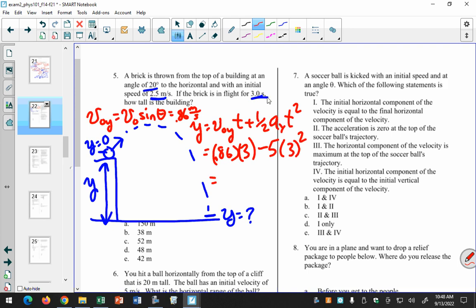And then I get 0.86 times 3 minus, make sure I get that negative in, 5 times 9, I get negative 42 meters. That's the displacement, but I only want to know the height of the building, so I just leave the negative off, because it's not asking for a displacement, it's just how tall is the building. It's 42 meters tall.